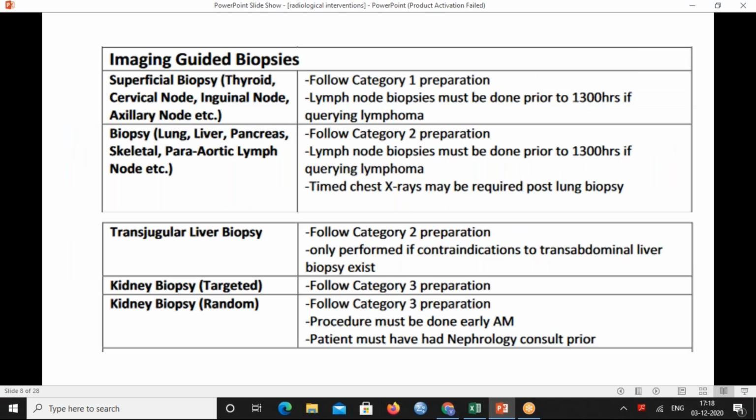Most of the image-guided biopsies, like the superficial biopsy, come under low-risk procedures, and the deep organ biopsy, the solid organ biopsy, like the lung, liver, pancreas, skeleton, come under moderate risk procedures. And the transjugular liver biopsy again comes under moderate risk, but the renal biopsy comes under high risk of bleeding procedures. And you can see here where it has been written that it should be done before 1300 hours, or in the morning hours. This is so that adequate time for specimen preparation for the histopathology people is there.